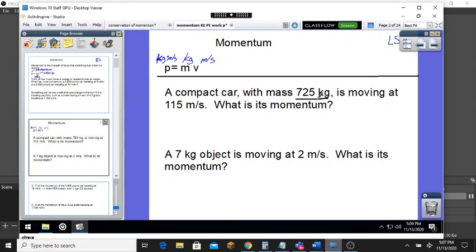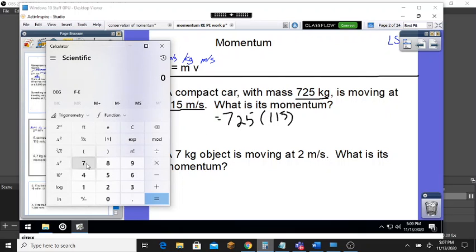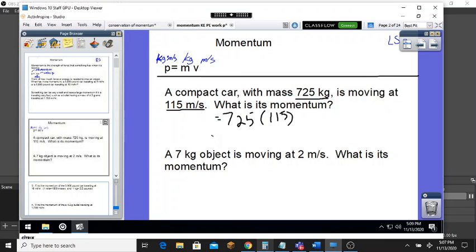Here we have 725 kilograms that goes in mass. And they're giving us the velocity, meters per second, that's velocity. So what are we going to do with these two numbers? Yes, you guessed it, multiply. 725 times 115, and that gives me a momentum of 83,375. And the units are kilograms times meters per second.